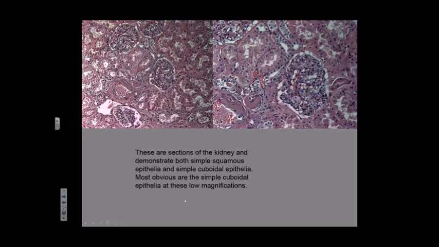So if you look real hard here, you'll see a nucleus of a cell bulging into the lumen of that capillary. Do you see it? Do you see it? It's that little nucleus, that little ball right there. That's the nucleus of an endothelial cell, which is a simple squamous epithelium. So those holes in there are capillaries.